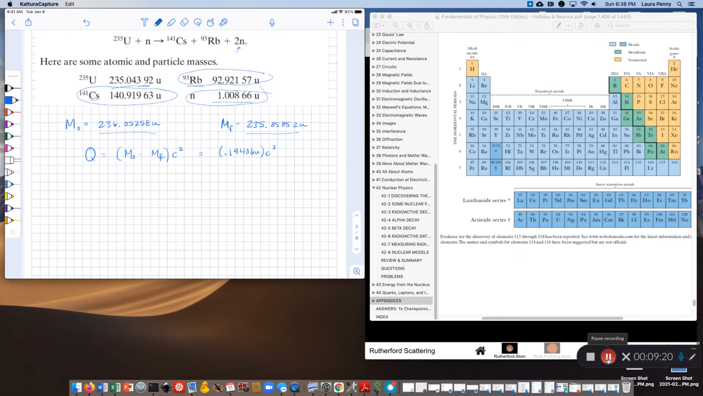And every time I have u times c squared, I'm just multiplying this number by 931.494013, because this is essentially how many MeV per c squared there are in one u. So I can just multiply that by that number, and I get 180.766 MeV of energy that's coming out of this reaction.